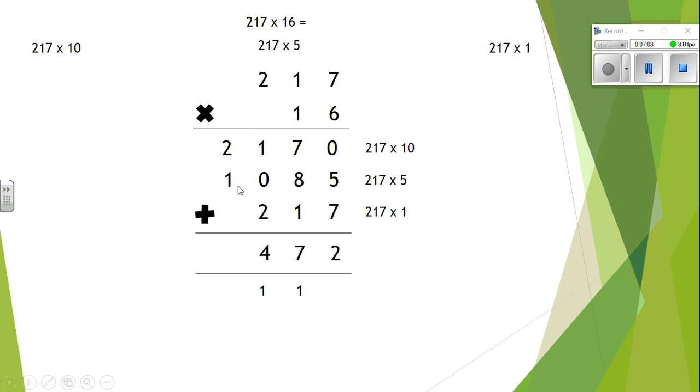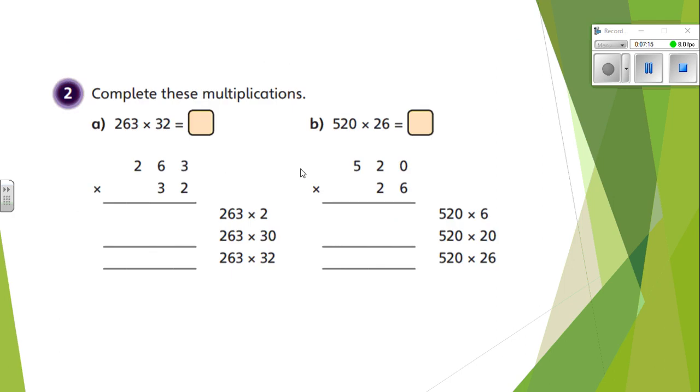And then our thousands, 2 add 1 is 3. And there's our answer, 3,472. So what I want you to do now is have a go at these guys.